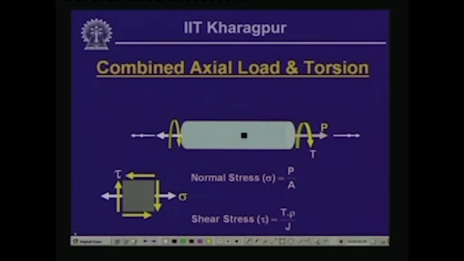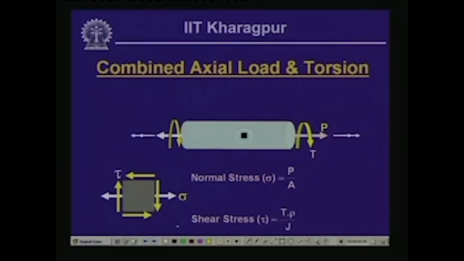Now, let us look into a member subjected to an axial pull along with a twisting moment. In the last lesson we looked into some numerical examples where a member was subjected to axial load and a transverse load which was causing bending in the member. Thereby, the member was under the action of axial load and bending. Now, in this particular case we are going to consider a member subjected to axial load and a twisting moment, and what happens to the combined action of this loading.